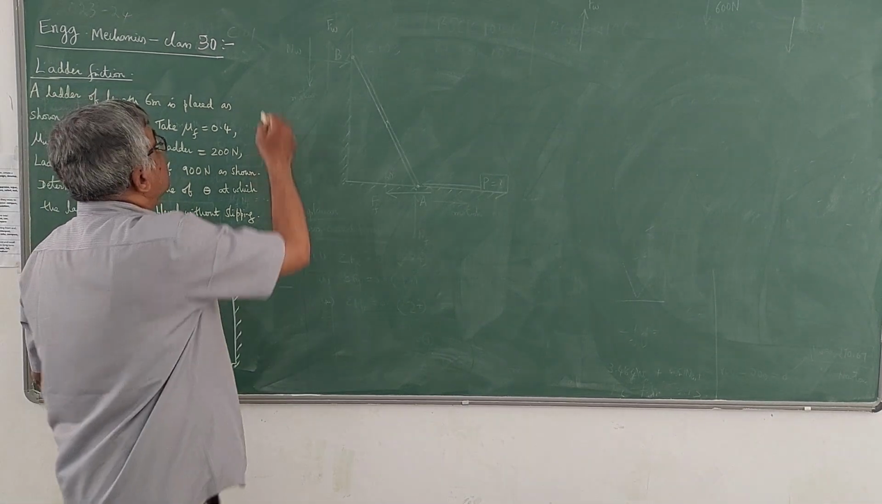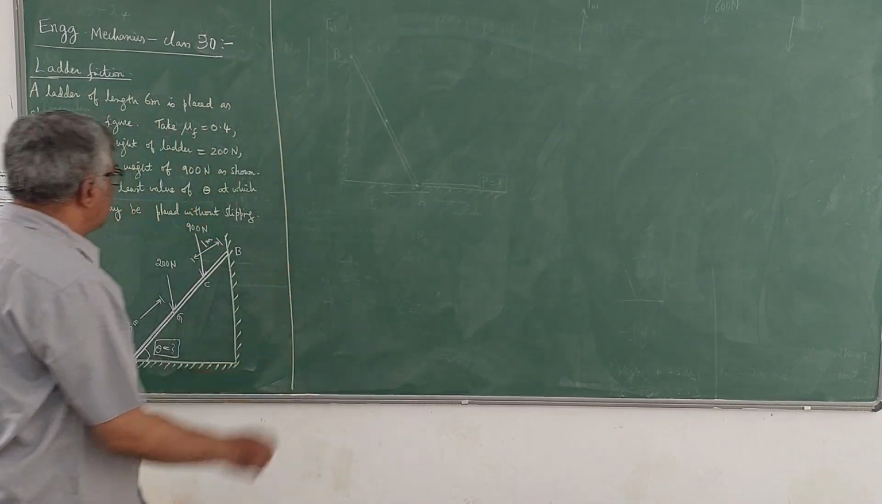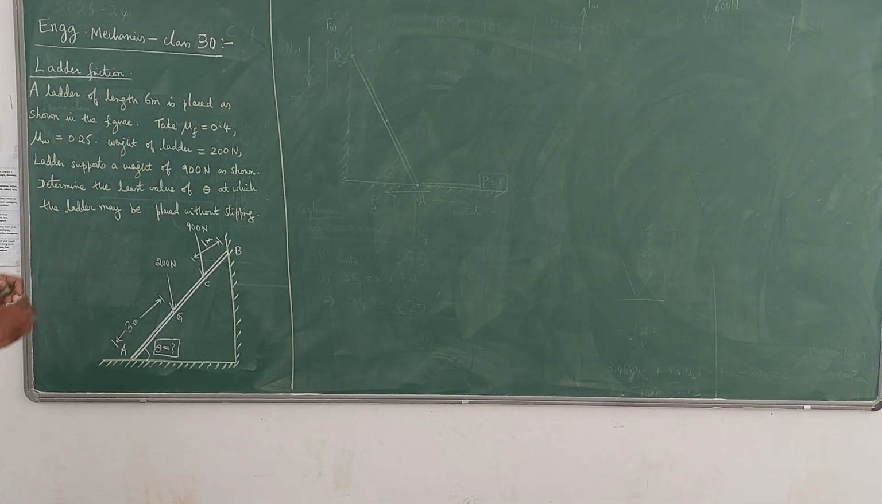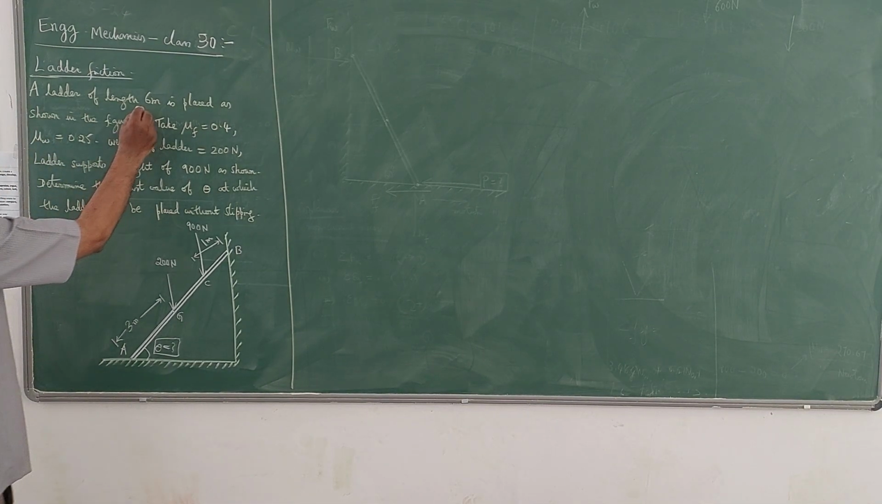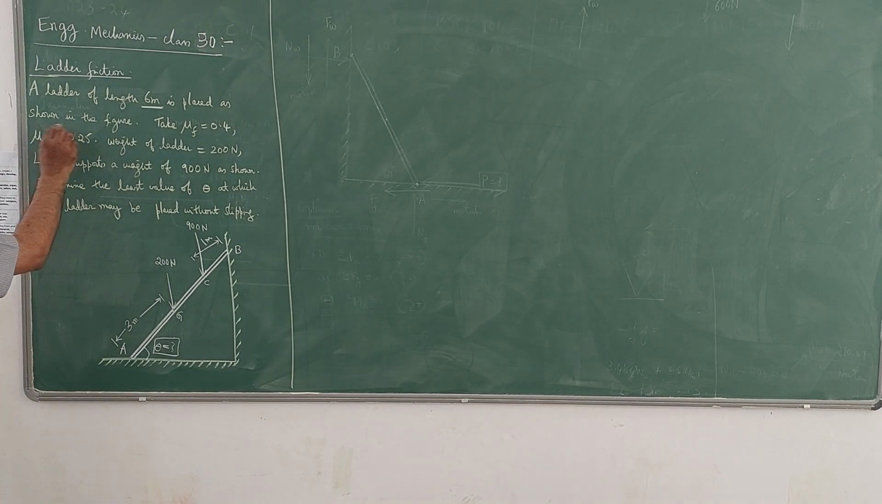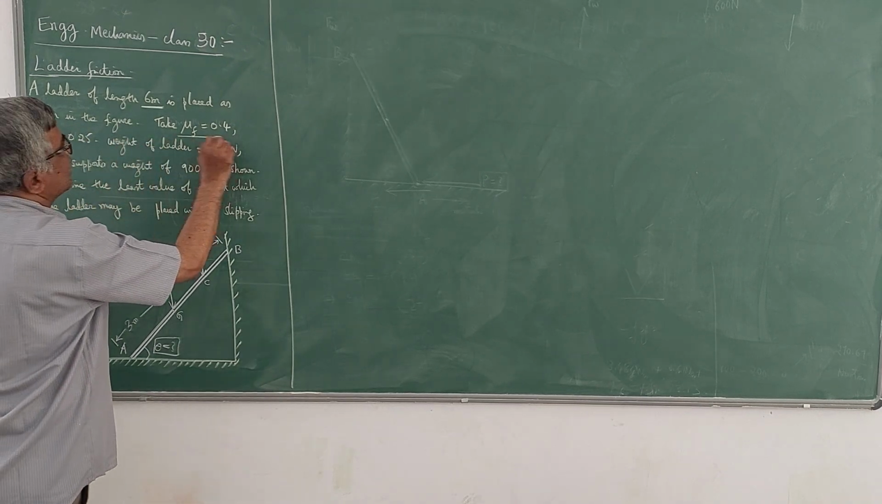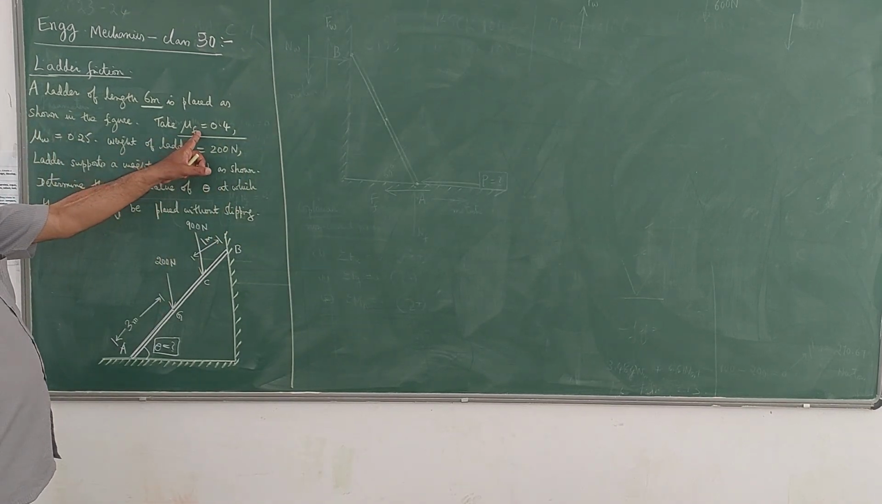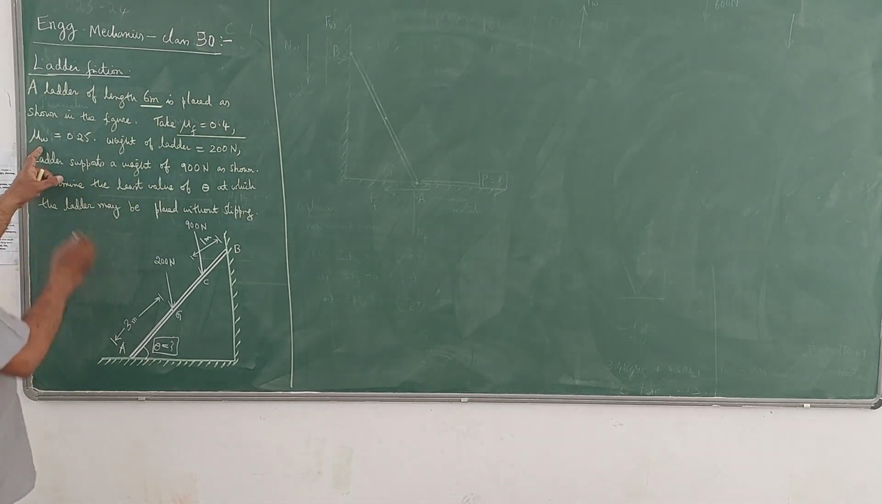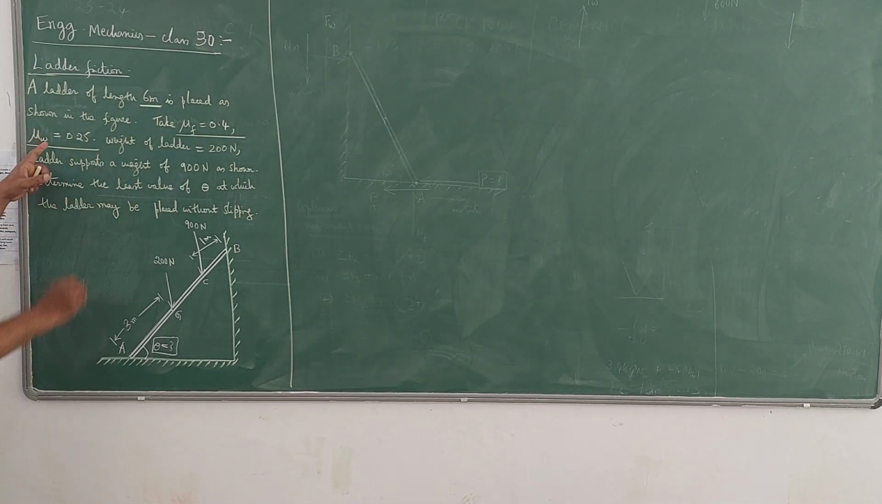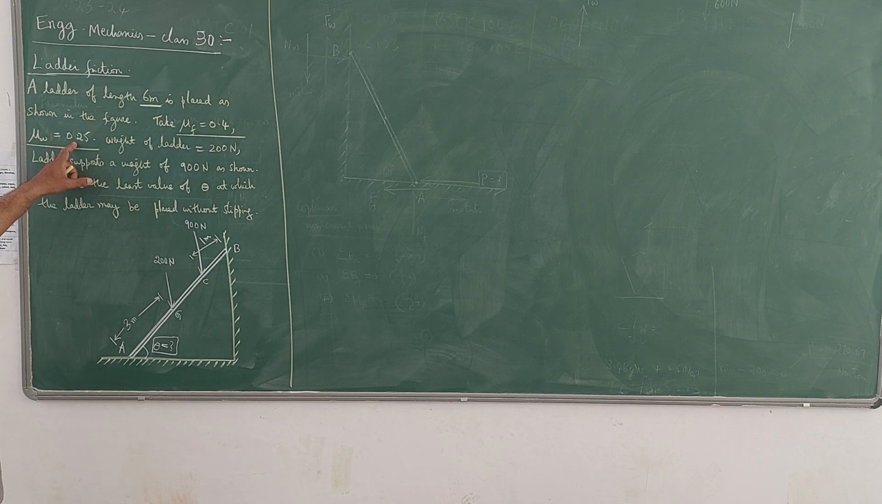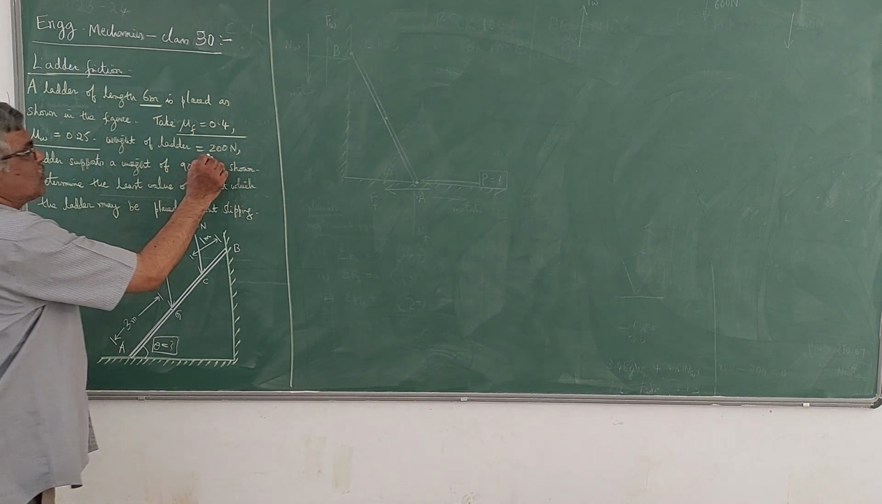Let us discuss another problem on ladder friction. The problem runs like this. A ladder of length 6 meters is placed as shown in the figure, taking the coefficient of friction between ladder and floor as 0.4 and coefficient of friction between ladder and wall as 0.25. Weight of the ladder is given as 200 Newton.